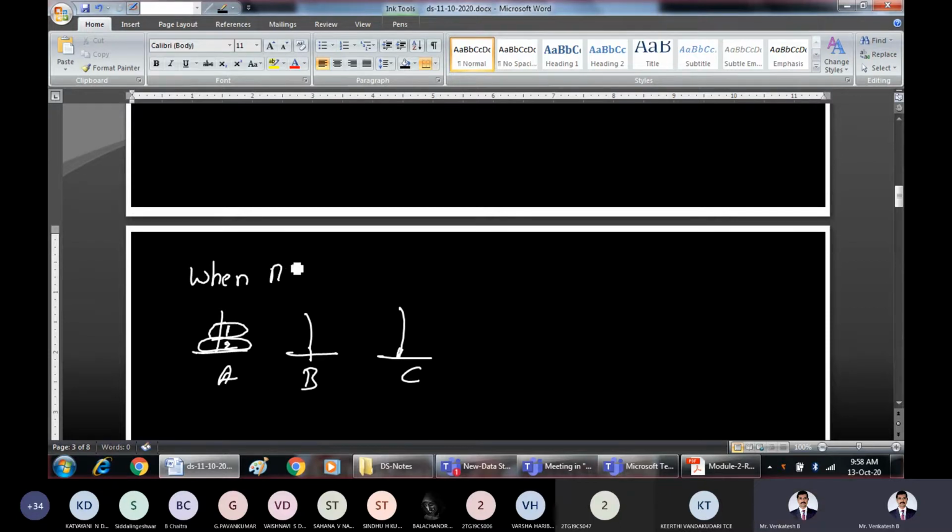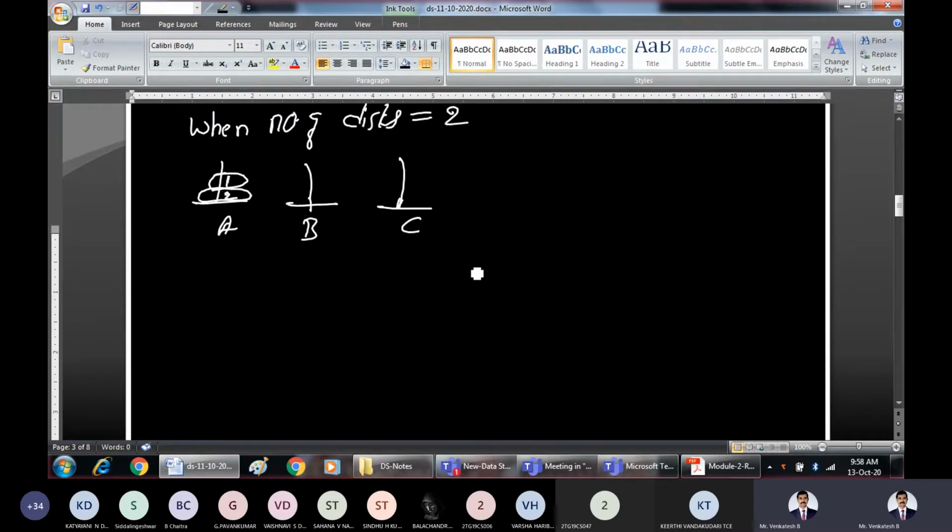When the number of disks is equal to 2, this is the given situation. In the next situation, these are the disks A, B, C. Disk number 2 will be kept as it is, and I will take disk number 1 and move it to B. If you want, you can move it to C also, but again the number of moves will be more. You have to move it to C, and again take this 2 and keep it here.